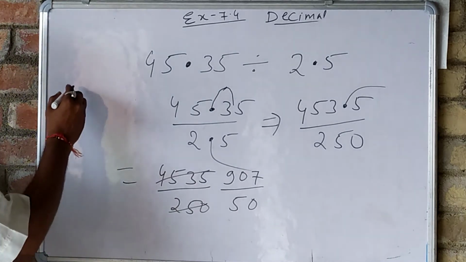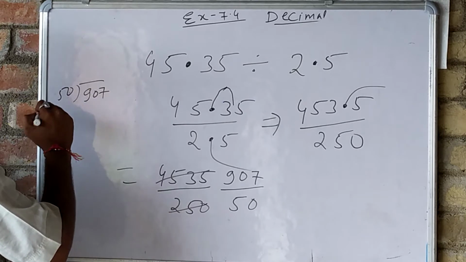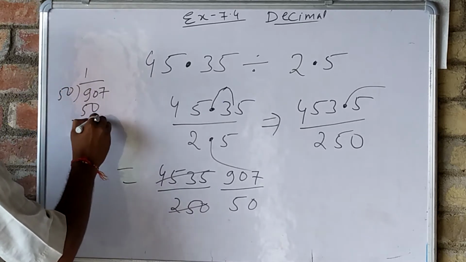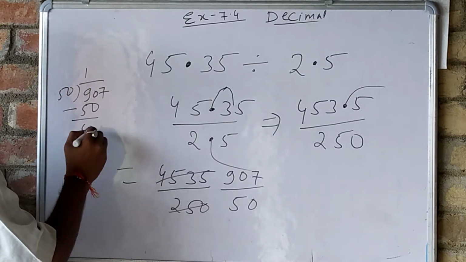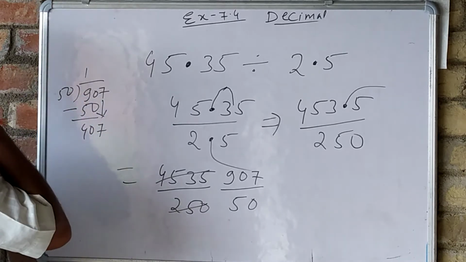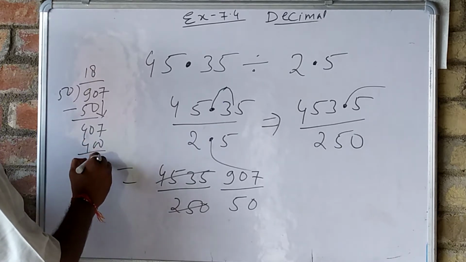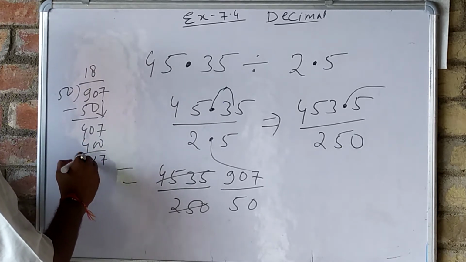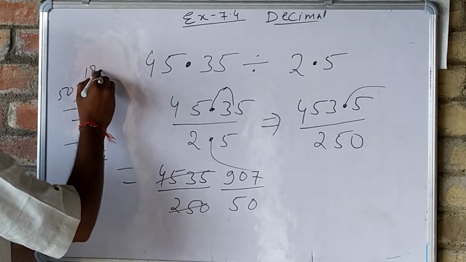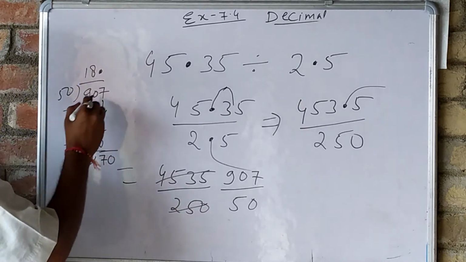So what do we have to do? We have to divide it. 907 upon 50. 50 1s are 50, minus, we will have 40. Then 7 will come down, 407. 50 8s are 400. We will have 7 in the remainder. We will place a decimal, so a 0 will come here.